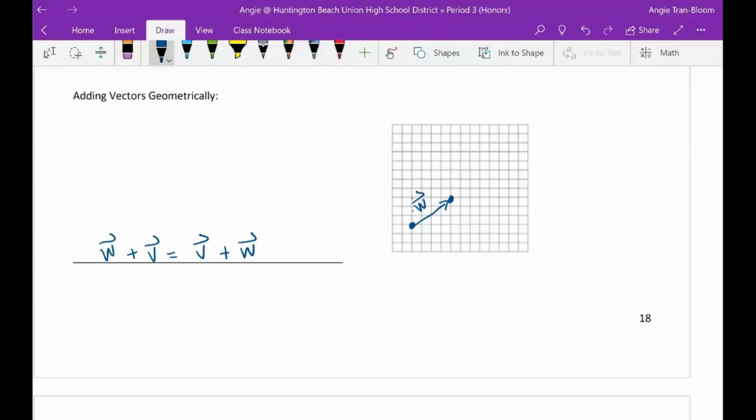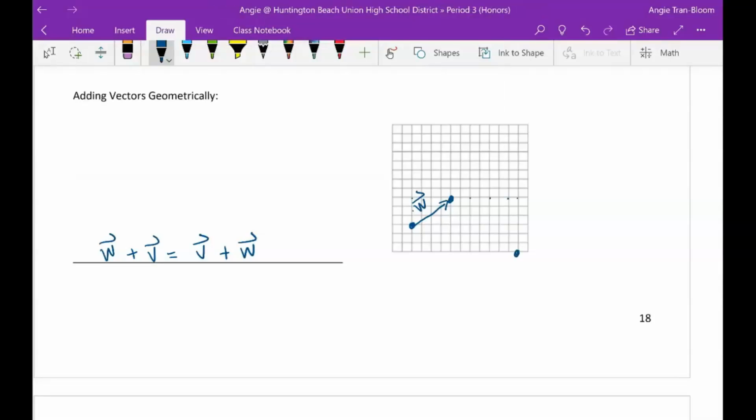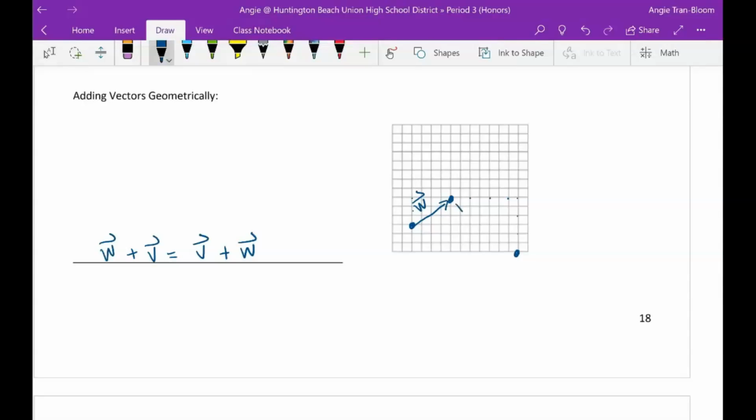Then I'm going to get another vector. Okay, let's count 2, 4, 6, 7, and then go down all the way here. Okay, so right 7 and down 2, 4, 6. And connect these two dots. This is called vector V.